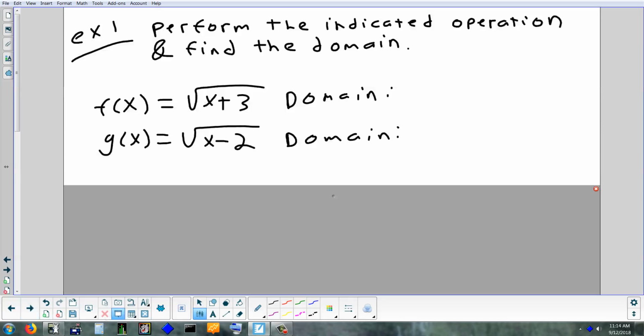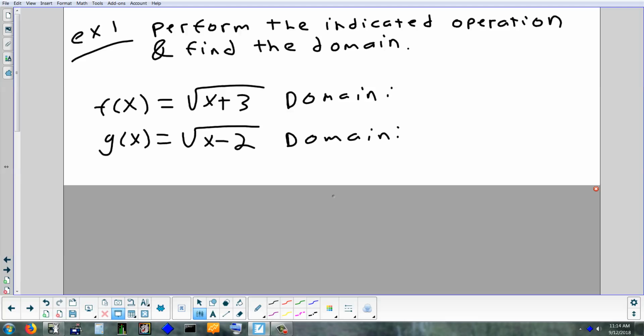So here's our two original functions. And in a minute, I'm going to combine them together in some way. But to combine them and then figure out the domain, I have to know what I'm starting with. So Blake, looking at f of x, what's the domain of f of x? x can equal anything other than -3. Or -3 or higher. Can it equal -3?